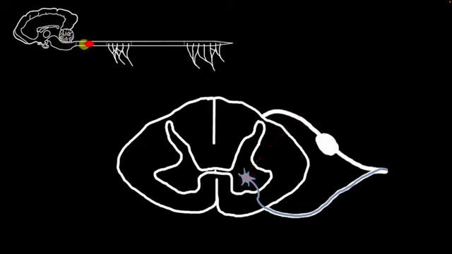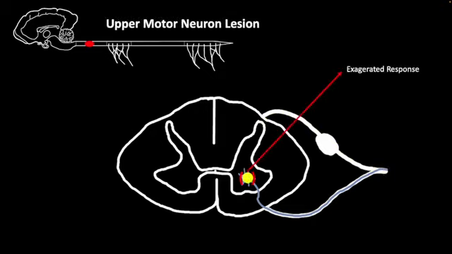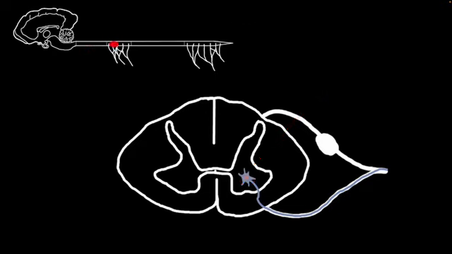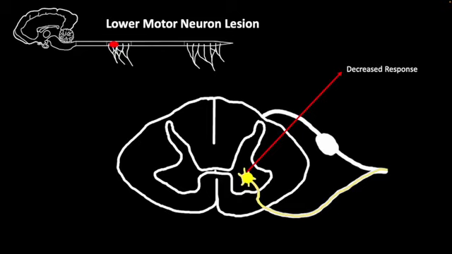However, with a lower motor neuron lesion, the neuron itself cannot function normally, if at all, and the reflexes will be decreased to absent. This is like hitting the brakes on a car. To summarize, reflexes are normal to increased with an upper motor neuron lesion and decreased to absent with a lower motor neuron lesion. This same concept occurs with tone as well.